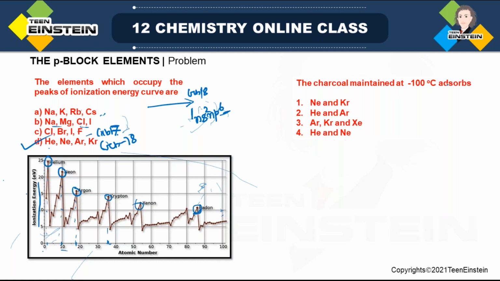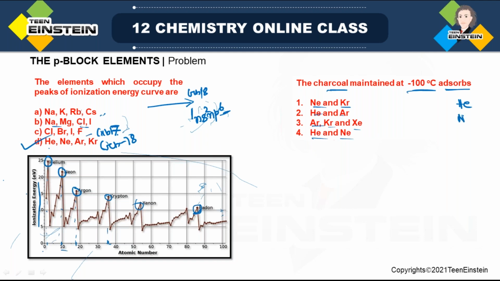Next question is related to adsorption of noble gases. Charcoal, that is basically nothing but carbon, which is maintained at minus 100 degrees centigrade, a very low temperature, will adsorb which of these combinations of gases? Here the options, if we see, are all basically noble gases: neon, krypton; helium, argon; argon, krypton, xenon; helium and neon.